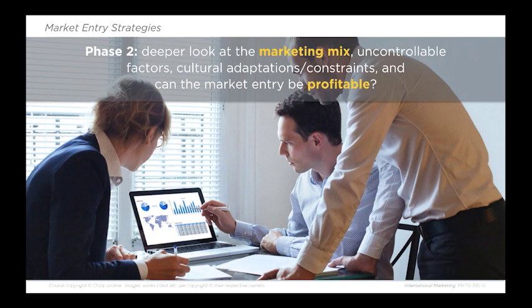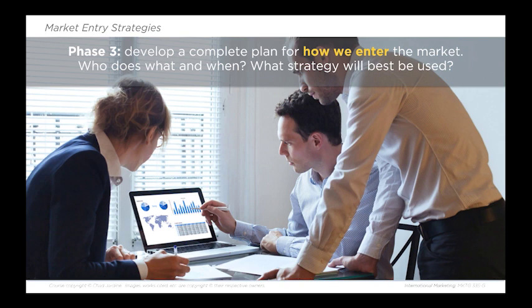We're going to talk a little bit more about that, but are the adaptations we'd be required to make acceptable to us, or do they make it so that we can't make money entering this market with this product? Ultimately, the question is, can we make money? Can we be profitable in the new market? Phase three. So now we've done the analysis. We think we can enter this market profitably. So now, what are the steps that we need to execute in order to actually do the work to enter the market? So here we're starting to build the plan for how we're going to really do this.